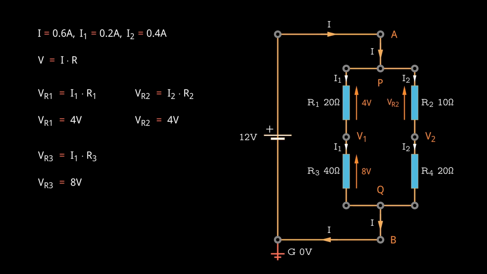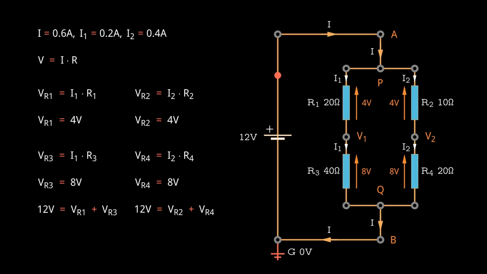We can calculate that the voltage drop across resistors R1 and R2 is 4 volts, while the voltage drop across resistors R3 and R4 comes out to be 8 volts. Now if you observe closely, the sum of the voltage drops along both the inner and outer loops is the same and equal to the source voltage. This is no coincidence, it's a principle known as Kirchhoff's voltage law, KVL.